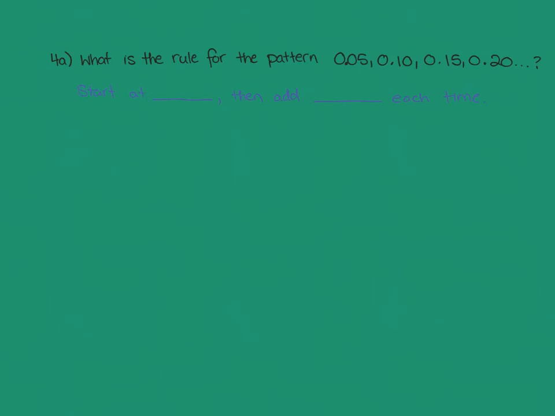So if we look at this, we start at 0.05, and then we increase, or we add, 0.05 each time. That's what it's going up by.